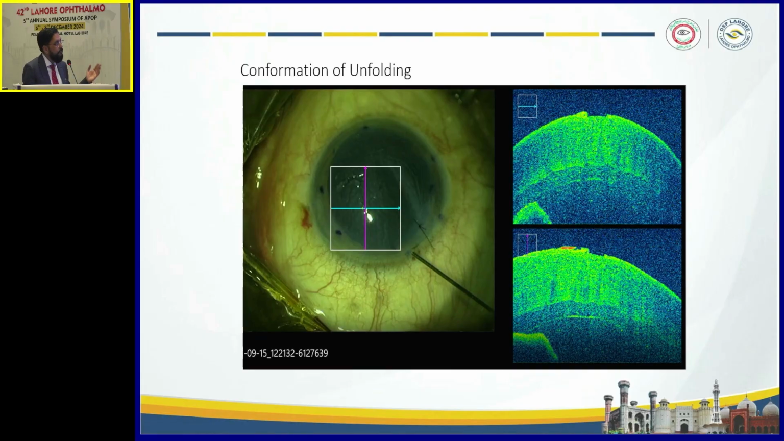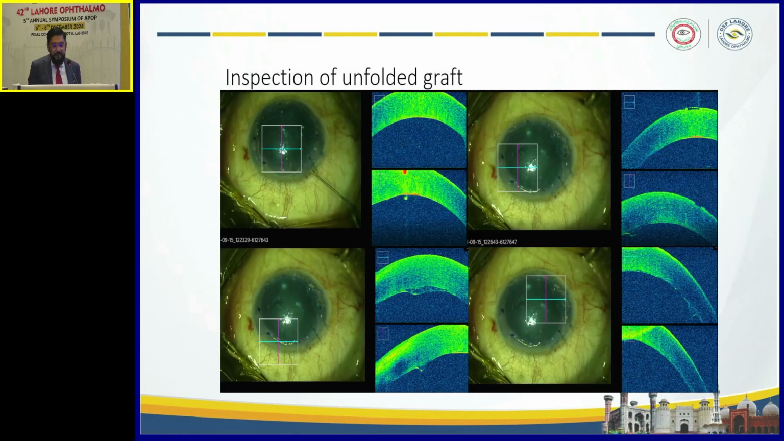Now, once you have unfolded, you can see some fluid over here between the graft and the residual stroma. Once you have injected the air, you can move this all around to look into the corners. Now, some abnormality is visible here. Do you remember? This is the area where the residual tag of the recipient endothelium was present, and this is probably the side port.